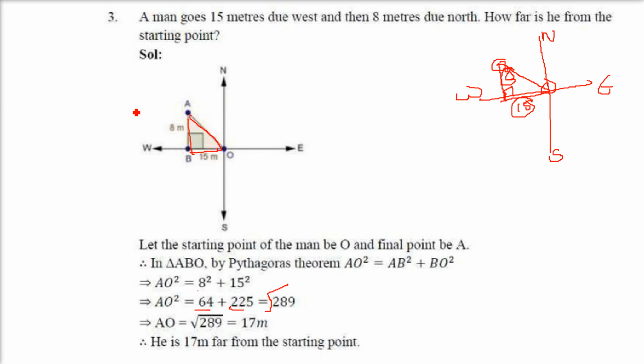AO square will be equal to BO square plus AB square. Now the square root of 289 is 17 meters, so this guy is 17 meters away from the starting point. A ladder 17 meter long reaches a window of a building 15 meter above the ground. Find the distance of the foot of the ladder from the building.